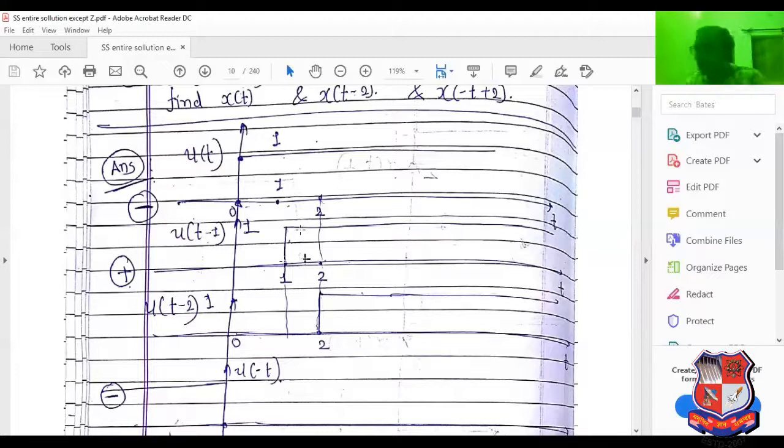Why am I speaking in Gujarati? Because Gujarati people can understand it easily and very clearly. All the concepts I have discussed in English, but a few concepts I have discussed in Gujarati.